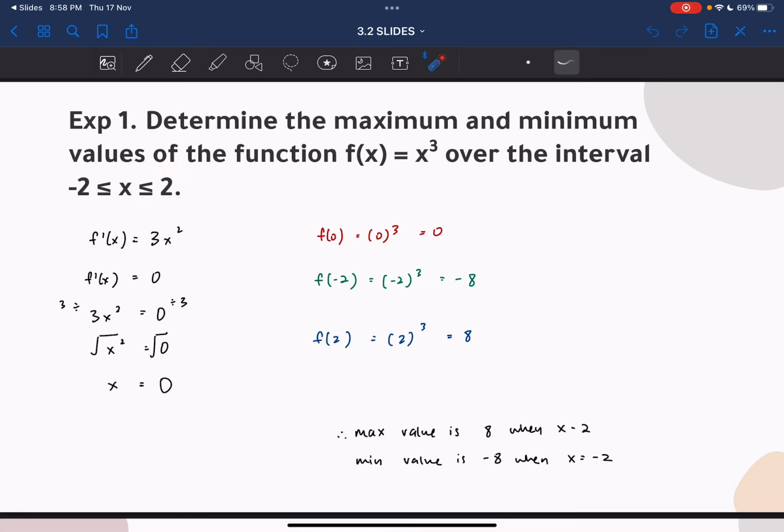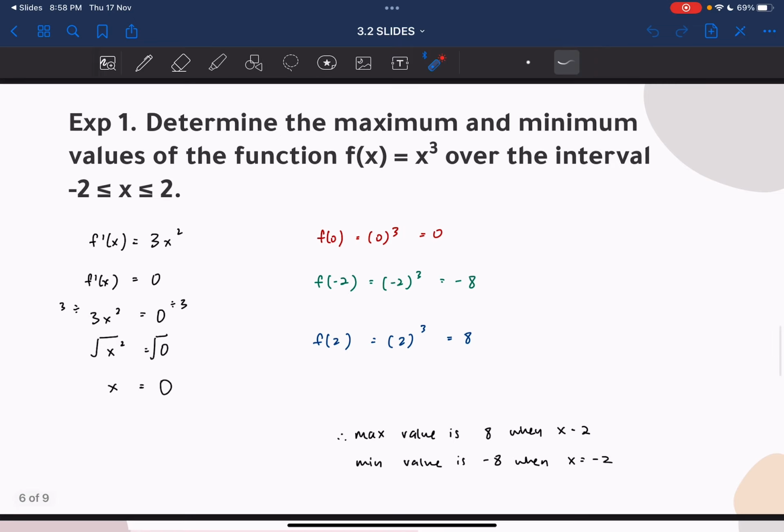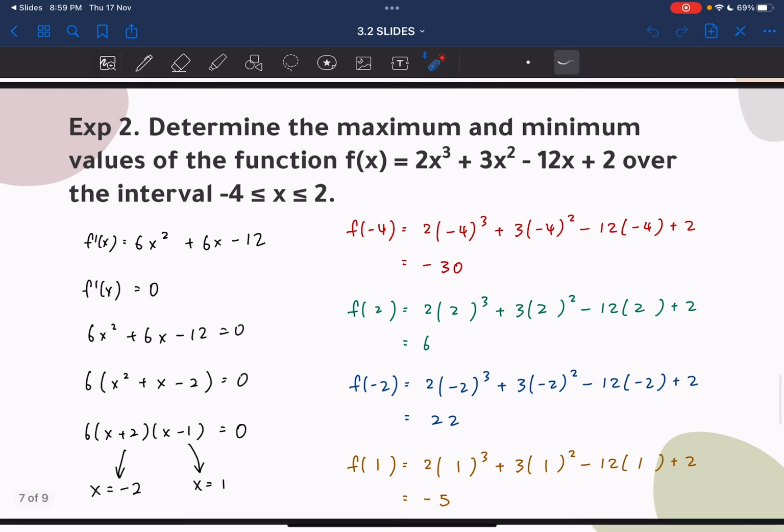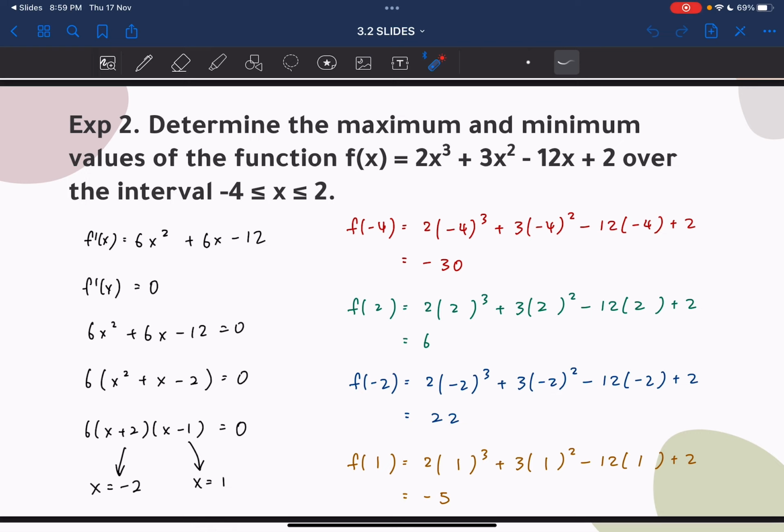From all these calculations, we can compare the y values, and we will find out that this is going to be the minimum value, and this is going to be the maximum value. We have to write a statement at the very end. The max value is 8 when x equals 2, and the minimum value is -8 when x equals -2. I hope that makes sense. So let's go through a little bit of a harder question, which is example 2.